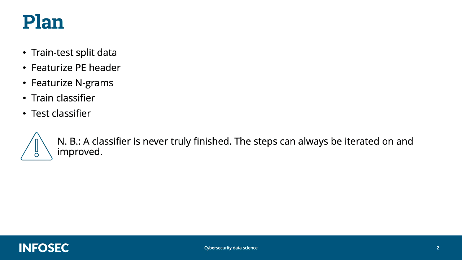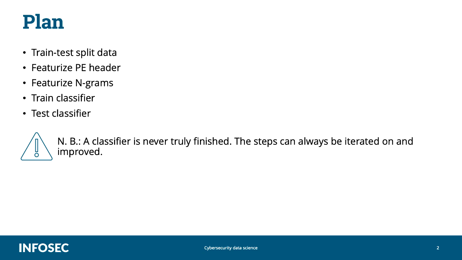Since the data is going to consist of PE files, we're going to utilize this to our advantage by featurizing the PE headers. We are also going to extract n-grams and featurize these. Then we're going to train our classifier, and finally we're going to get an indicator of its performance by testing it. Now, one thing to note is that in machine learning, we are never truly done.